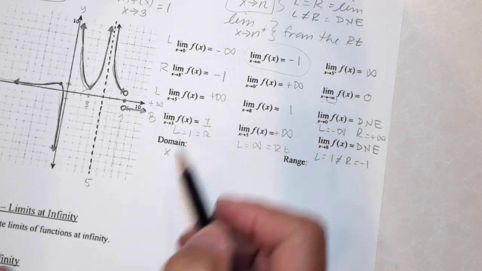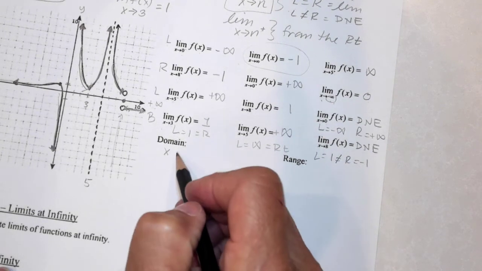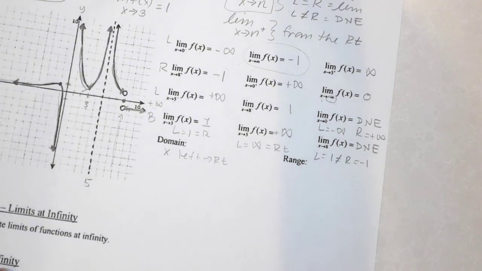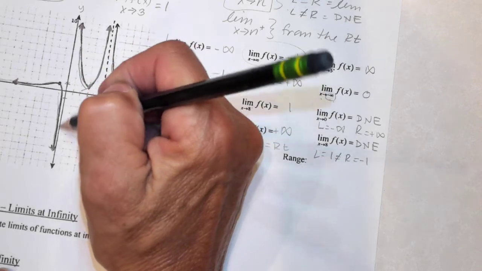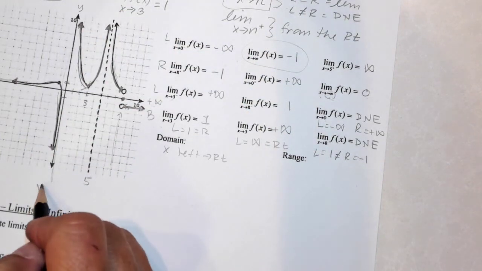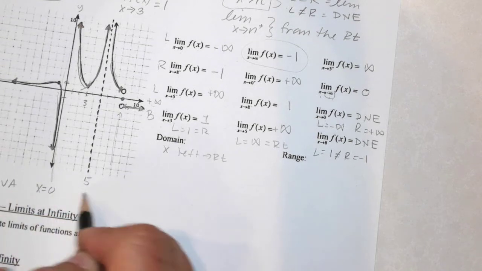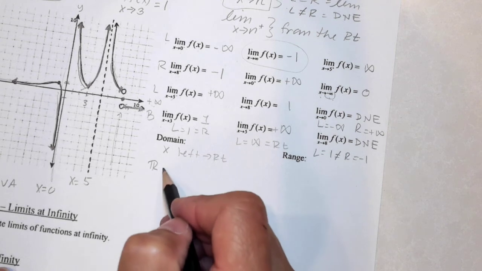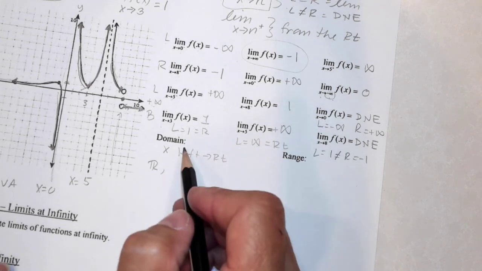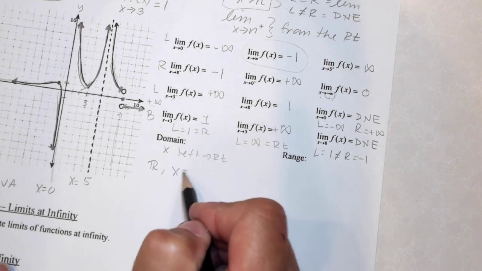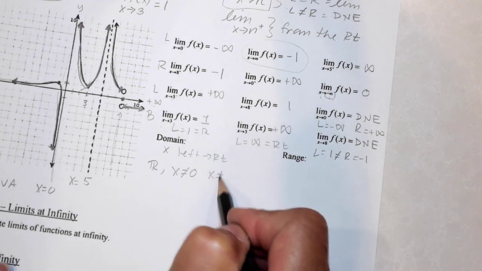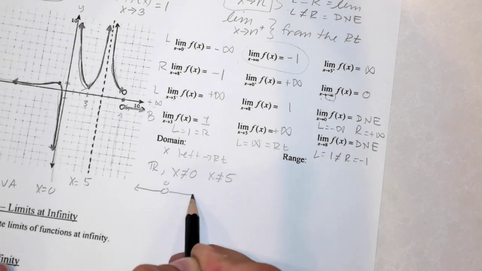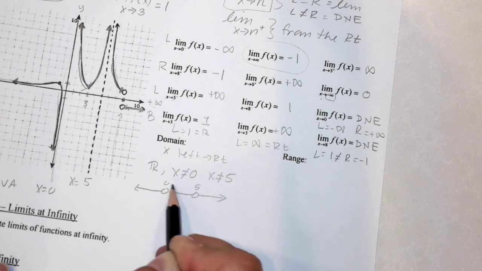This goes way back. This is domain. It's asking about the x. It's saying from left to right, what x's do I use? What x's don't I use? So you see that nothing touches here. So I have a vertical asymptote at 0 and at x equals 5. So basically, I can use all real numbers, but not 0 and not 5. So on a number line, you'd be looking at not 0, not 5, but everything else.